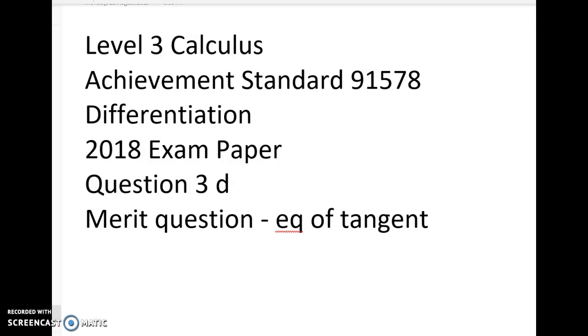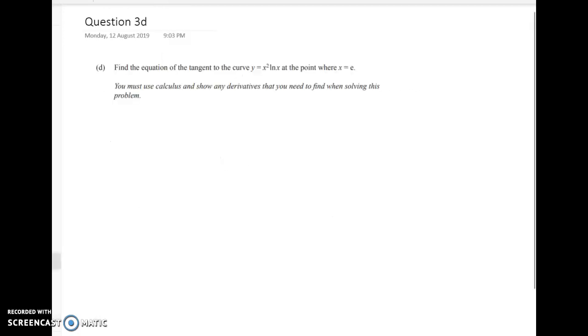Kia ora, here's question 3D from last year's Calculus Level 3 differentiation paper. It's a really short question, and it's one where you have to find the equation of the tangent to the curve. And the curve is a product of two functions of x. We have to find the equation at the point where x is equal to e. So let's start by finding the gradient.